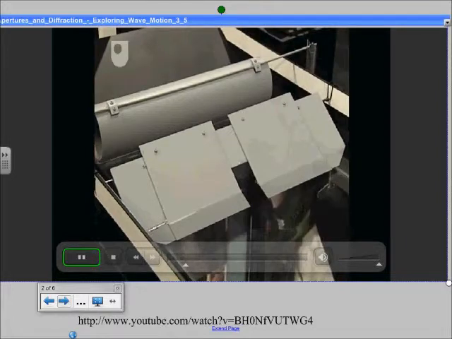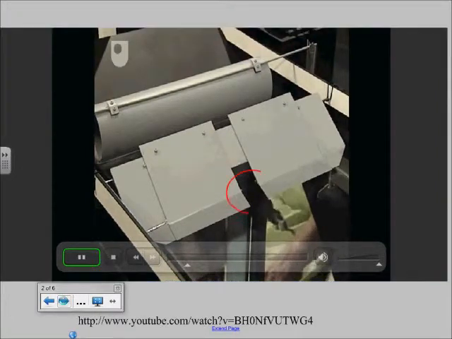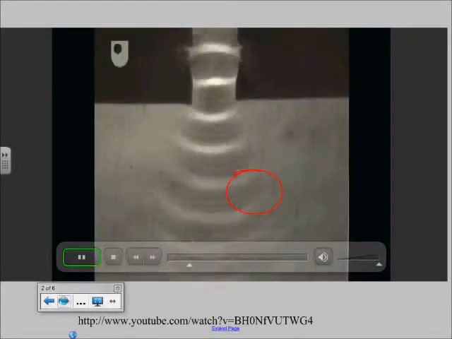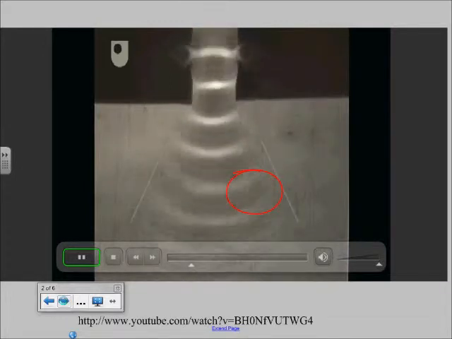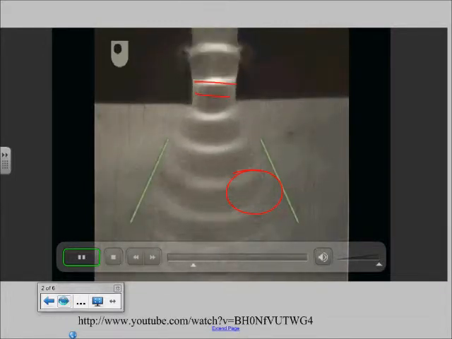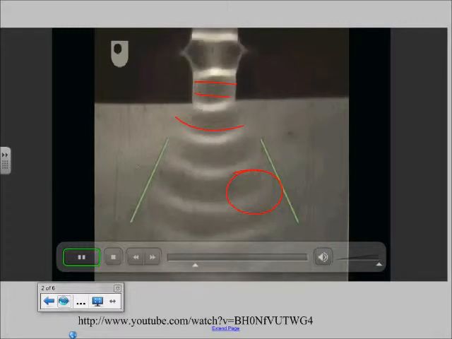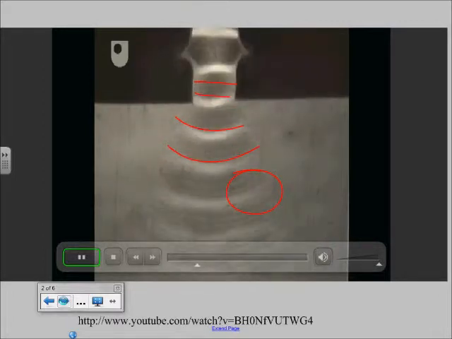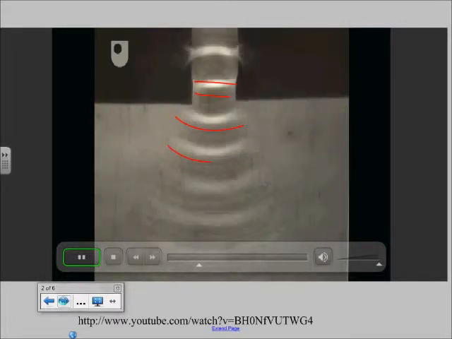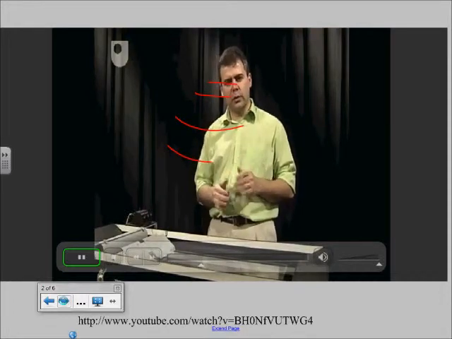So what he's setting up here is in the middle, he's setting up a narrow slit through which the waves are passed. So you've got plane waves coming through here, and what we see being produced are circular waves there. That phenomenon is called diffraction.